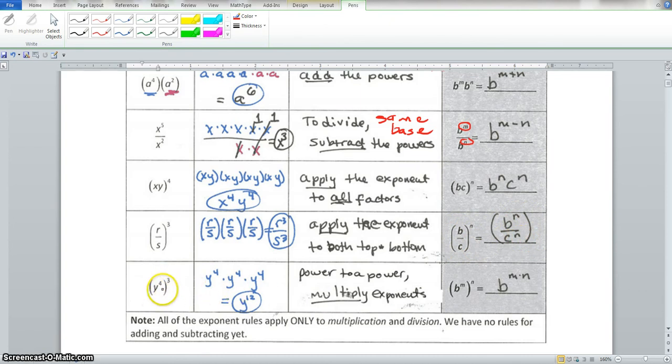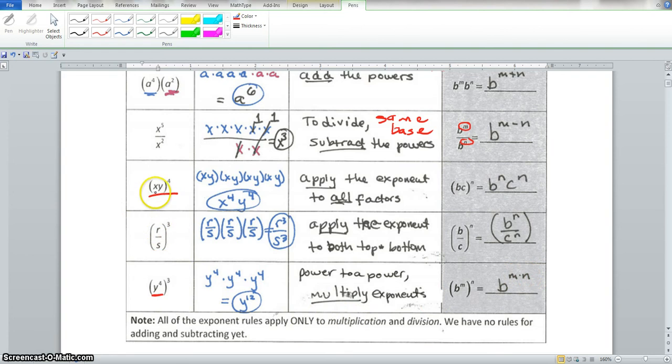Now we come here. We have y to the 4th to the 3rd. Unlike the previous example, inside this parenthesis we have an exponent with our variable. So this is what happens. It'll be y to the 4th, y to the 4th, y to the 4th. We know this would be 4 y's, 4 y's, and 4 y's, which would give us y to the 12th. When you do a power to a power, you multiply the exponents. So you multiply 4 times 3, and that gives you y to the 12th, which is shown here, b to the m to the n, which gives you b to the m times n.